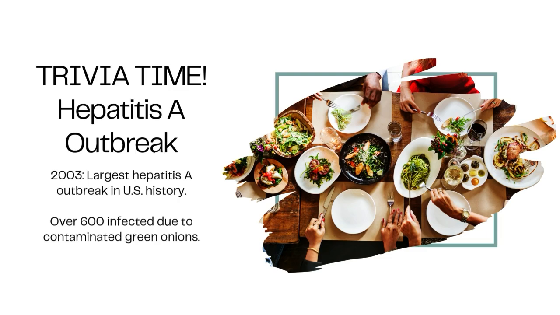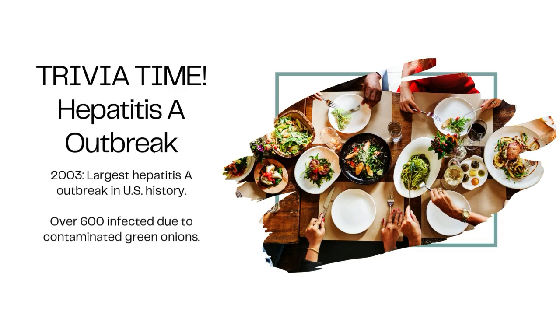And there were a lot of variables along the way as to how it got this bad, but the damage to the restaurant's name had already been done. So, were you able to think of what restaurant chain this was? It was Chi-Chi's. And the outbreak really highlights how rapidly hepatitis A can spread in public settings when proper food handling and hygiene practices aren't followed.